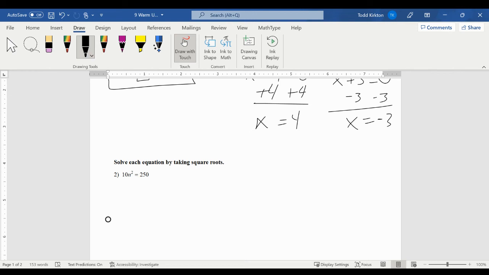So to take the square root, you need to get the squared term by itself. So I'm going to divide both sides by 10. So I get n squared on this side, and 250 divided by 10 is 25. Take the square root of both sides, and you get n equals plus or minus, make sure you get both solutions, 25.